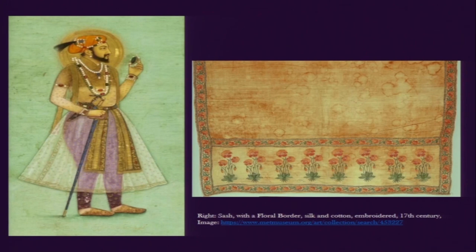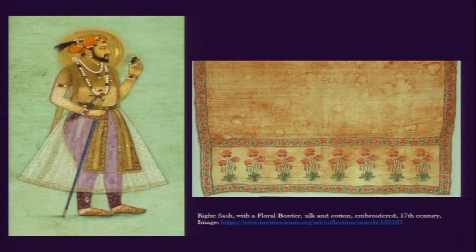But what I wanted to focus on is this particular sash or patka that we find on his waist, with the ends of it hanging, right? The sash is a wearable for men, and we find it very much in fashion during the early modern period in the Indian subcontinent.